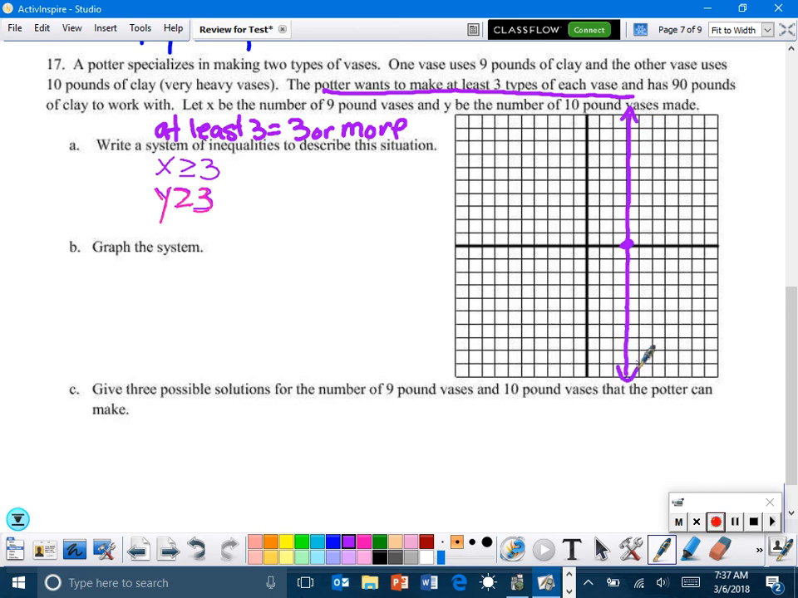Okay, that's the first one. Then the Y is greater than or equal to 3. That's horizontal, so 1, 2, 3. And it's solid.